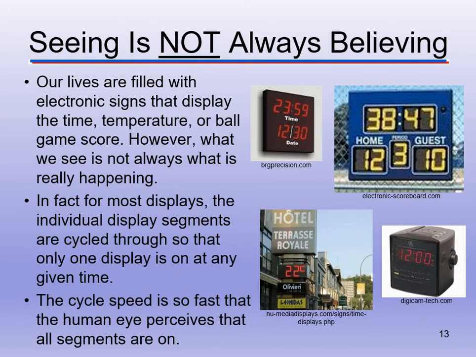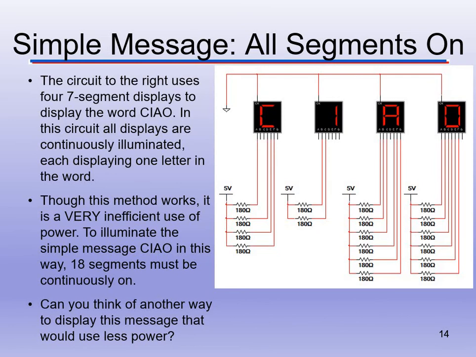So all the displays that we see, even the ones pictured here, are not constantly on. They look constantly on to you and me because it fools your eyes, because the cycle speed is so fast. But it's really not on. It's constantly flashing.